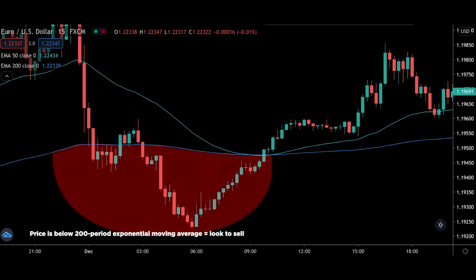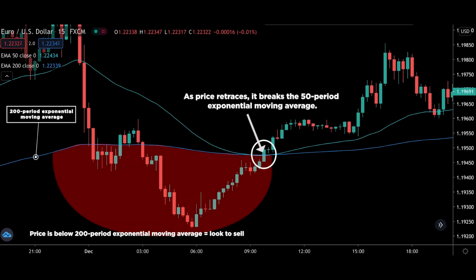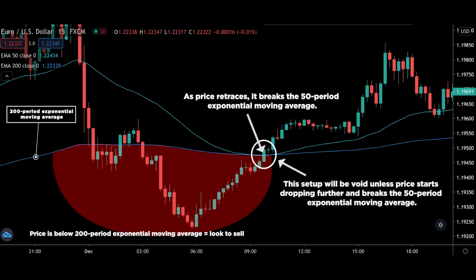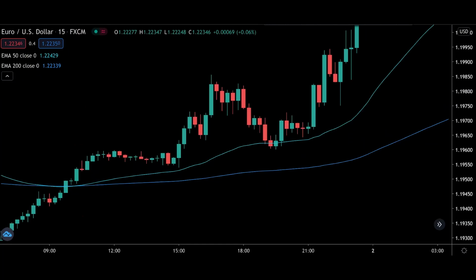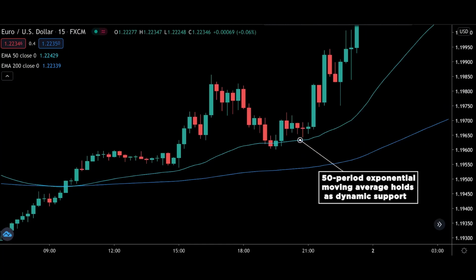Here, we want to be selling as price is below the 200 period exponential moving average. But we see that as price retraces, it breaks the 50 period exponential moving average. In this case, this setup will be void unless price starts dropping further and breaks the 50 period exponential moving average. Now, suppose that the 50 period exponential moving average holds.